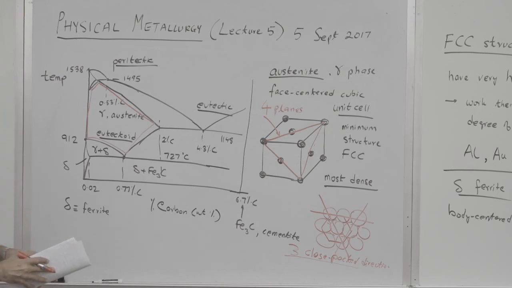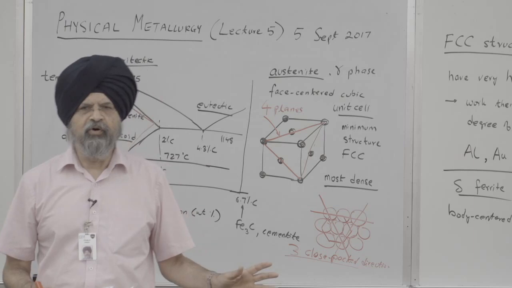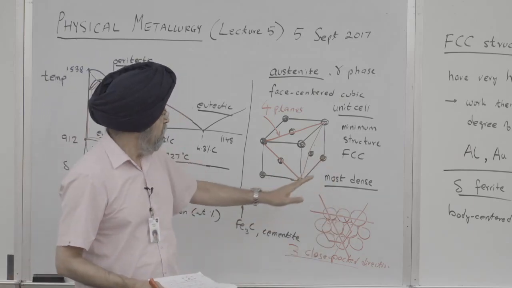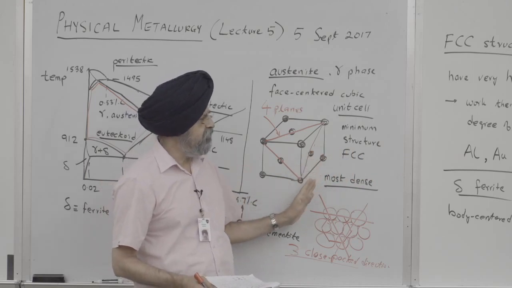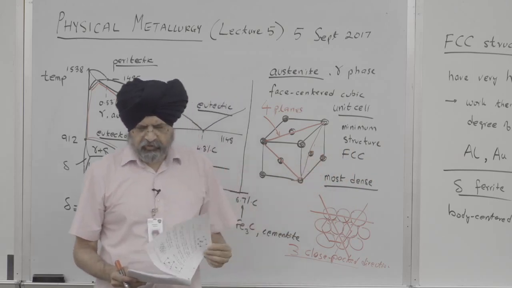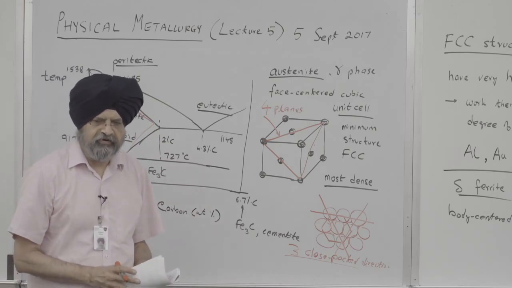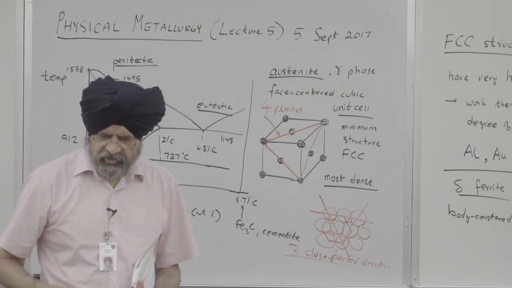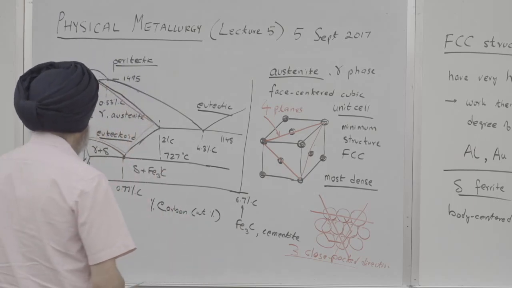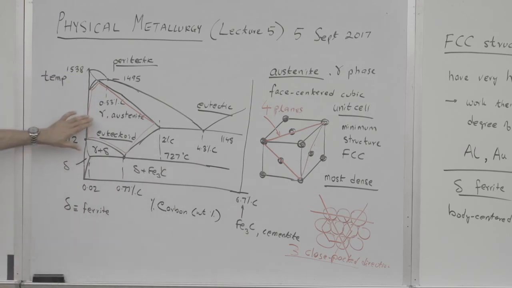So the way I plan to teach this course is, rather than have a whole chapter on structures which gets boring, I will keep introducing some fundamental ideas as we go along. So this is a minor deviation from a lecture on steel, because I just want to introduce a little bit of the crystal structure of the austenite and the ferrite.